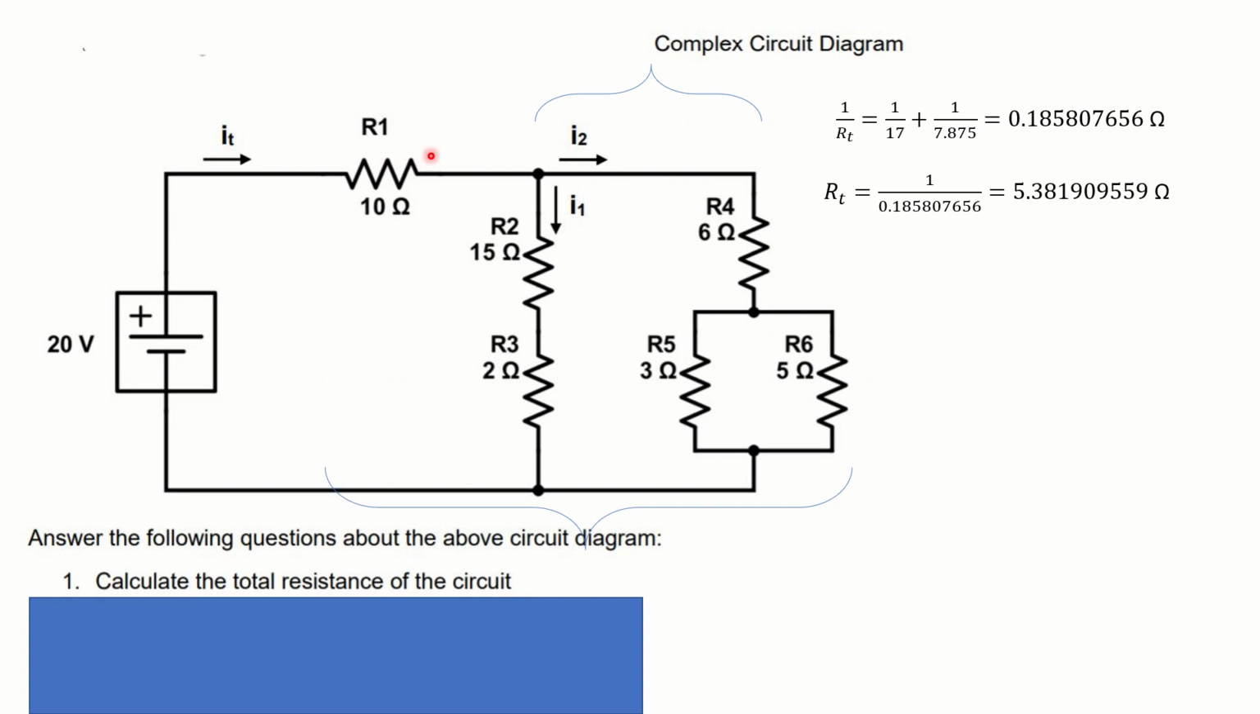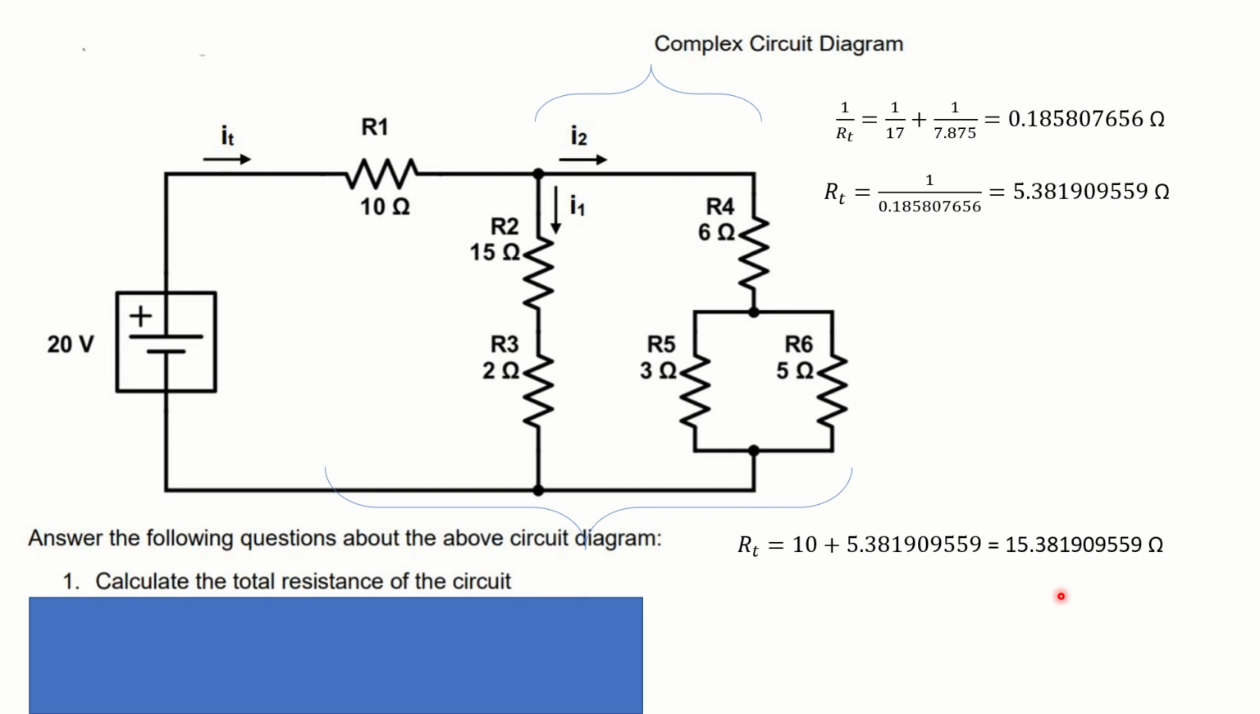Then we want to calculate the total resistance of the whole thing. So we've got this chunk right here, and this chunk is in series with R1 right here. Our rule for resistances in series is add them up, so we do that. Total resistance of the whole circuit is 10 plus 5 and a bit gives us 15.381909559 ohms, but we have to round that to a certain number of significant figures.